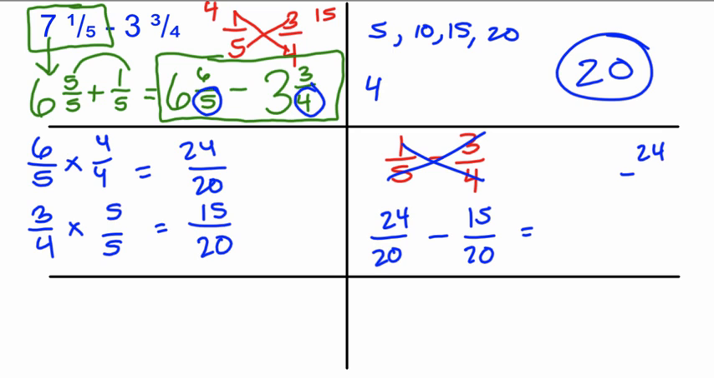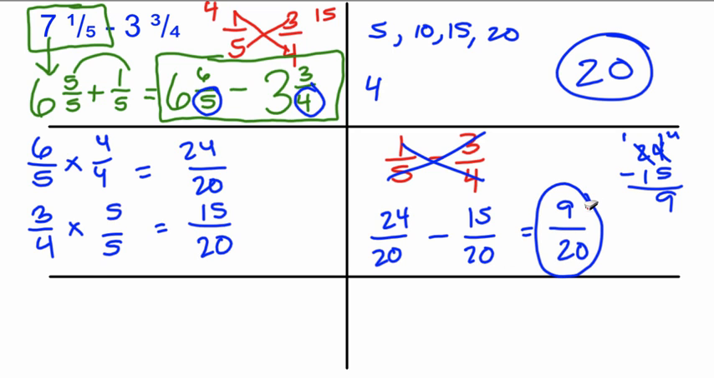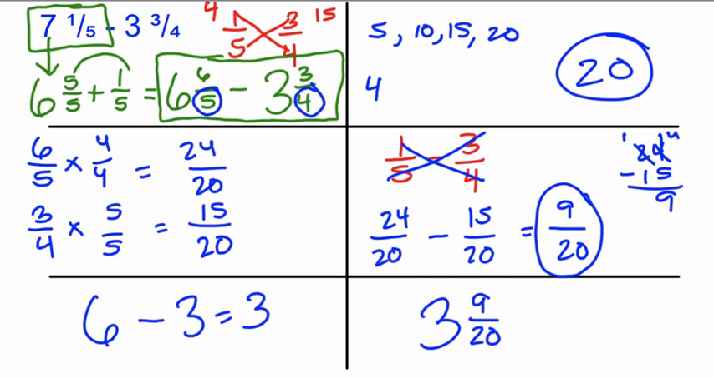24, take away 15, we're going to have to borrow. 14 minus 5 is 9. So our denominator stays the same, and this is reduced, so that's all done here. In this box, I'm going to subtract our whole numbers, which is our 6 minus 3. And finally, I'm going to piece together my whole number and my fraction. And that is our final answer.